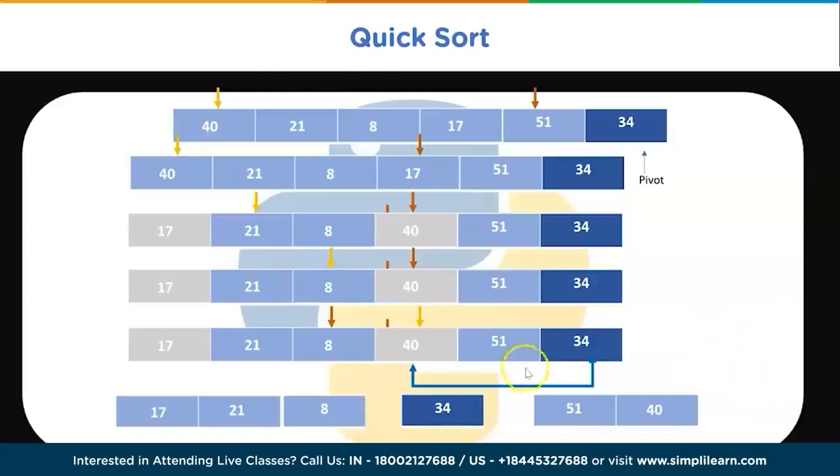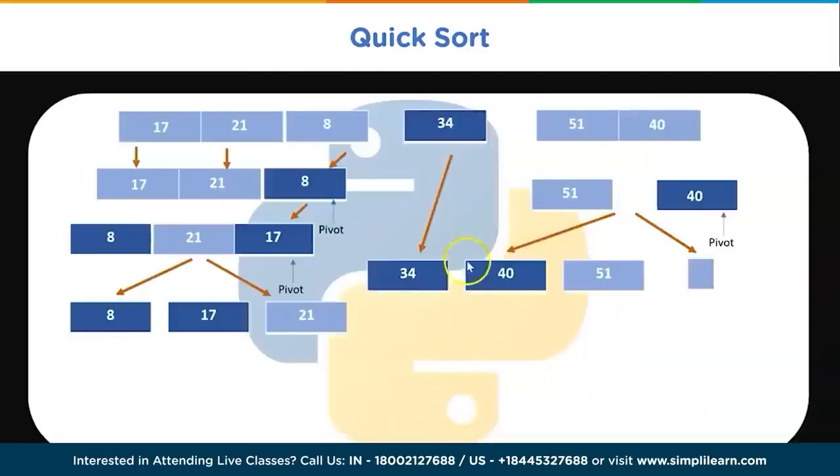Now the same logic will get applied to the left array and the right array. In the left array, 8 will be assumed as the pivot, and in the right array 40 will be taken as the pivot. Applying the same logic, 8 is taken as the pivot, and 17 and 21 are where I and J are pointing. As there are only two elements, 21 is greater than 8, 17 is also greater than 8. So 21 will move ahead, J will move ahead and I will move ahead, and then 21 and 17 will swap each other. So the final will become 8, 17, 21.